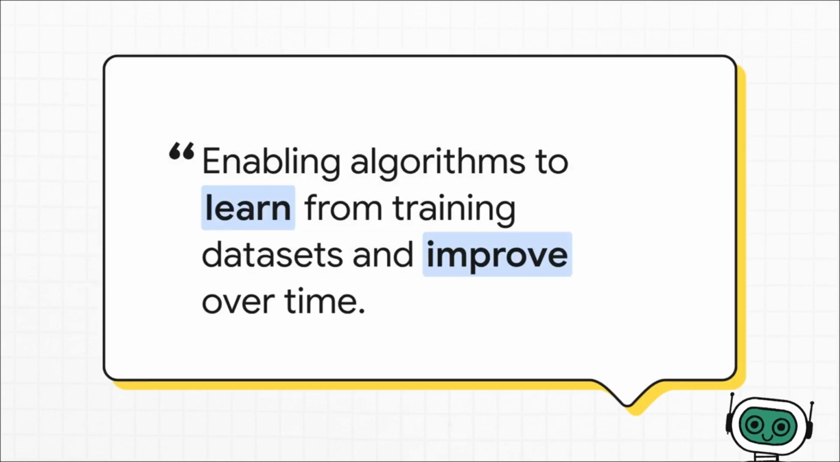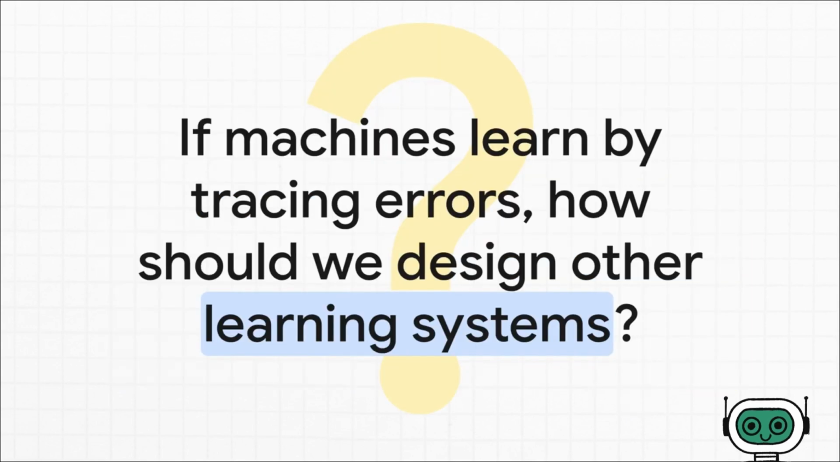So, to put it simply, backpropagation is the elegant, efficient process of a machine learning from its mistakes. The key thing to remember here is that deep learning isn't just random trial and error. It's a very systematic process of assigning blame and making targeted, intelligent corrections. And that leaves us with a final thought. If a machine can learn so effectively by tracing its errors, what does that tell us about how we should design other complex learning systems?